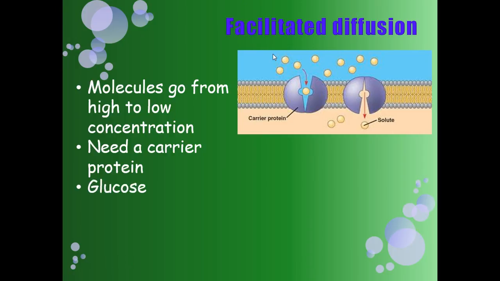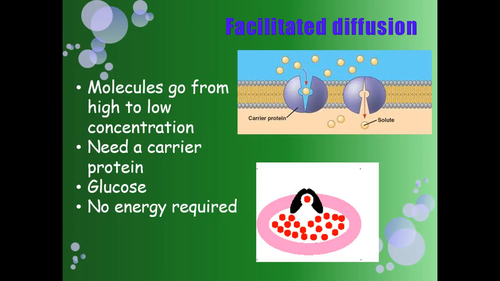One of these molecules that needs facilitated diffusion, it needs a little help to get through the cell membrane, is glucose. And you're going to find out that glucose is really important to the study of cellular respiration and photosynthesis. And again, no energy is required from the cell to carry out this process. Here's facilitated diffusion in action. You can see once the glucose molecule, the red dot, approaches the carrier protein, it changes shape and allows the molecule through.